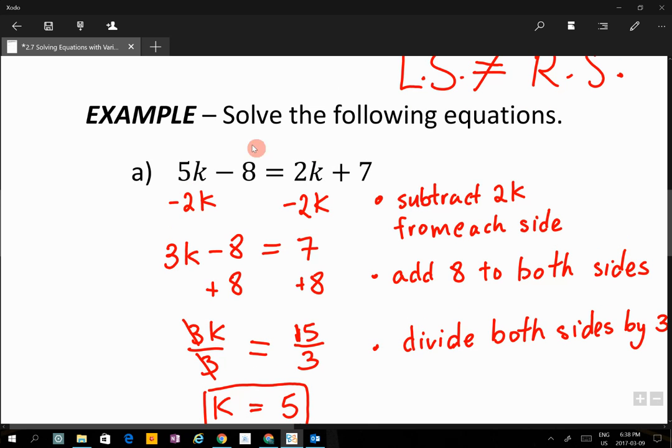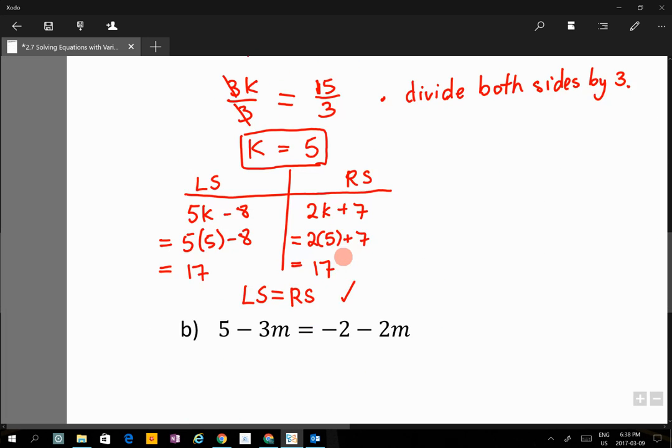If they were not equal, then this statement cannot be true if k equals 5. We'd have to look for something else. We have to check to see if there's a mistake in our work. Let's go to part B.